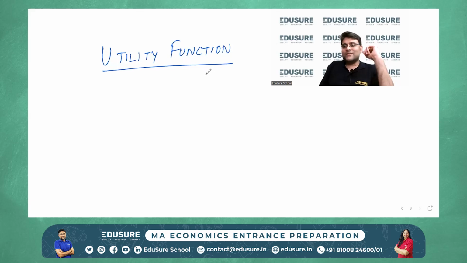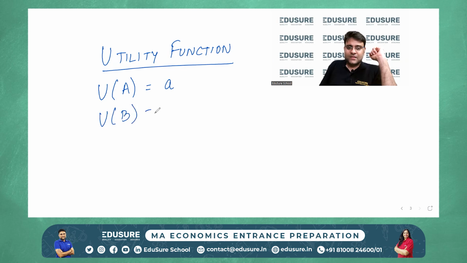Obviously, the mathematical framework will talk about a function. So the mathematician said that we need to give a number to the bundle. Any bundle A gives me a utility of, say, a. Any bundle B gives me the utility of bundle B, small b. If a is greater than b, then we will say that the bundle A is preferred over the bundle B.